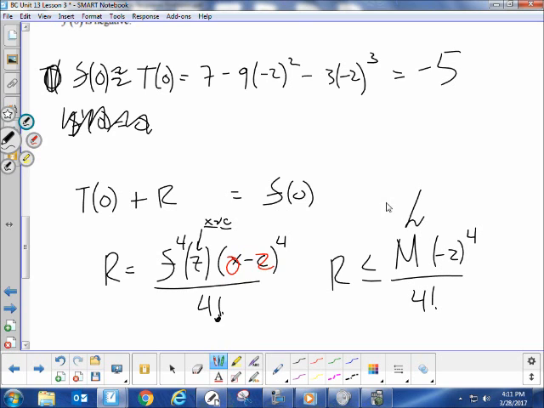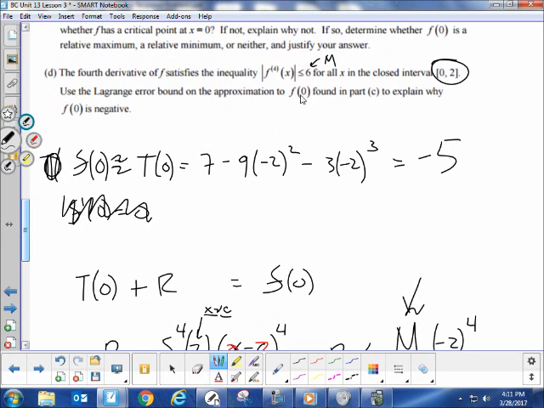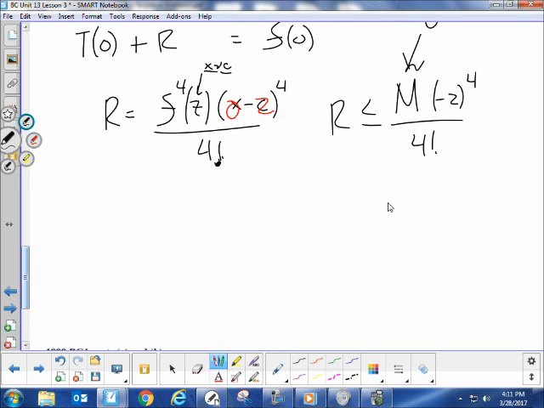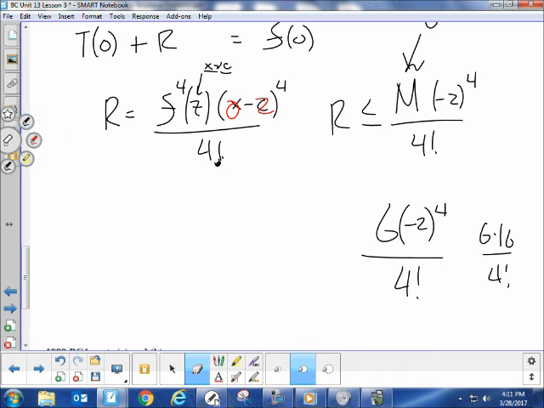What is the maximum value that we can obtain? We are told that the maximum value of my fourth derivative between 0 and 2 is at most 6. Told to us in the problem. So 6 times negative 2 to the 4th over 4 factorial. Negative 2 to the 4th is 2, 4, 8, 16. So 6 times 16 over 4 factorial. Okay, now this is important. Now I actually have to do that. And I actually get 4, which is phenomenal.